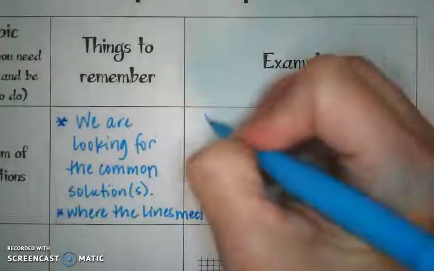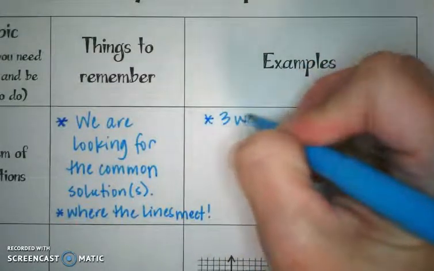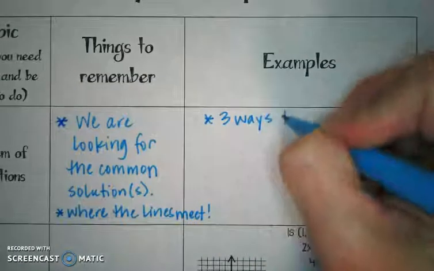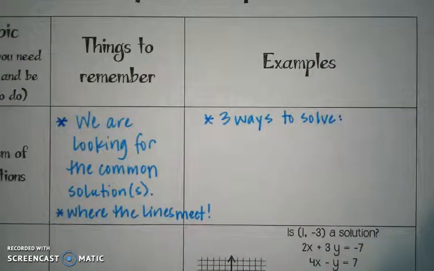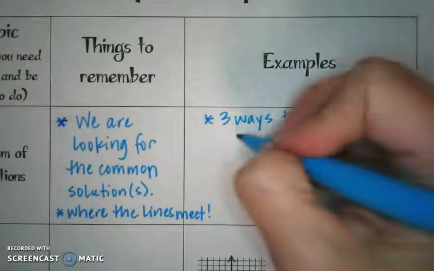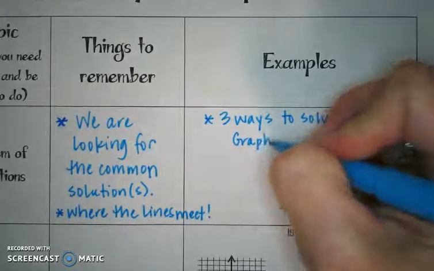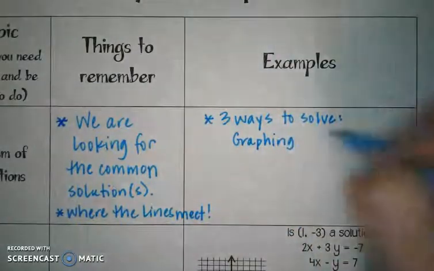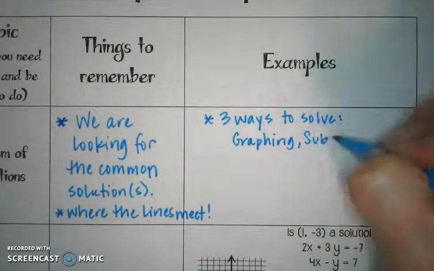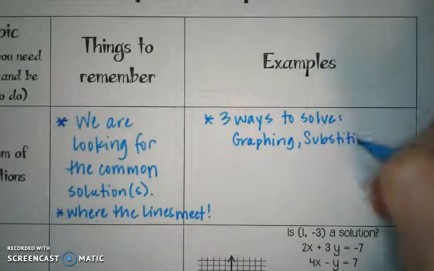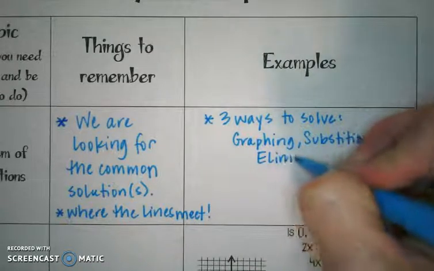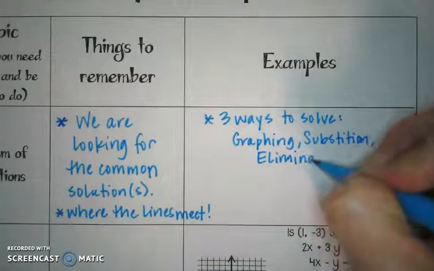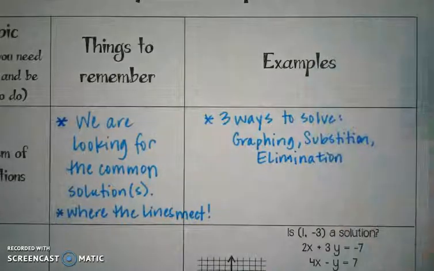All right, now we learned 3 ways to solve systems of equations, and you can see them by looking below at this chart. One thing that we learned is by graphing. We also learned how to solve by substitution. And then probably most people's favorite was elimination. So those are the 3 ways that you can solve a system of equations.